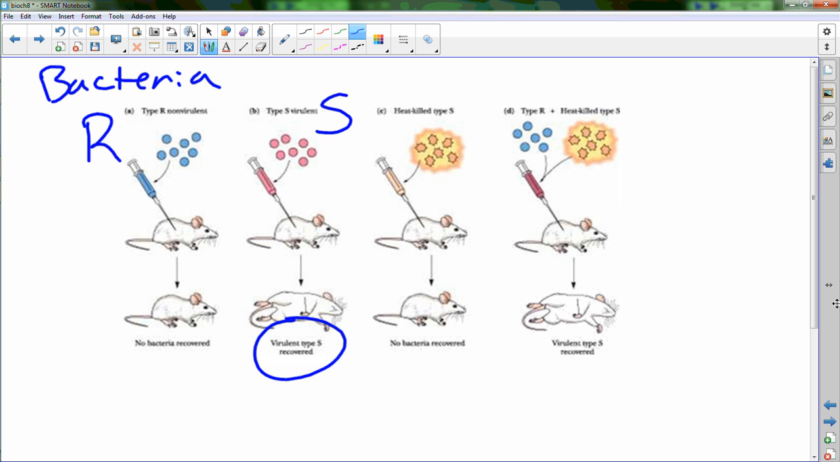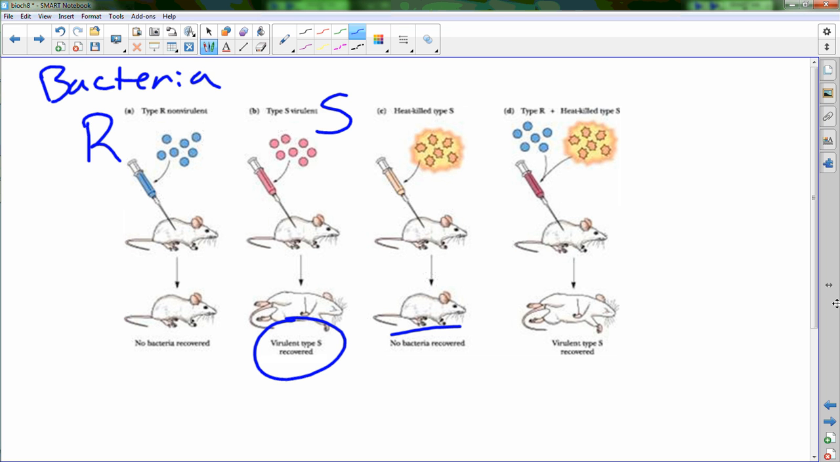Now, the experiment that Griffith did is he took some of the type S and he heat killed them. He basically heated them up until it killed the bacteria cells, and then he injected the dead cells into the mouse. Okay? And the mouse lived because the cells were dead. Now, people had done that before to show, okay, bacteria are living things. If you kill them, the cells will not infect you.